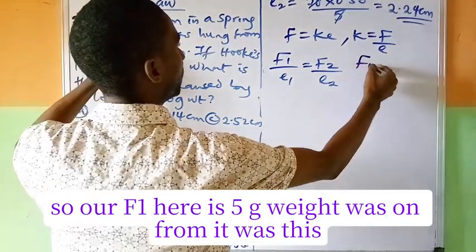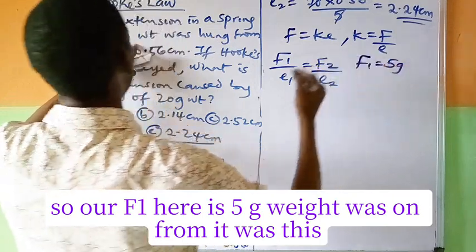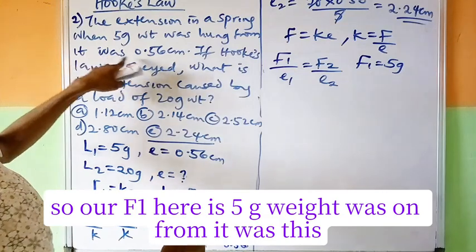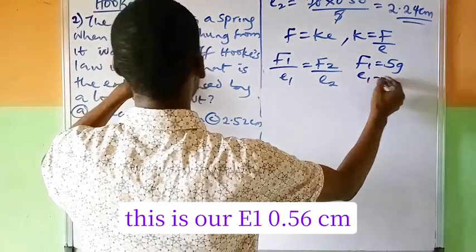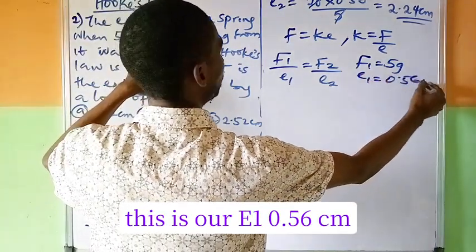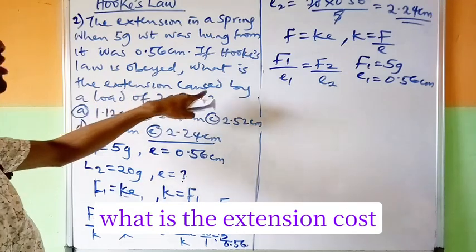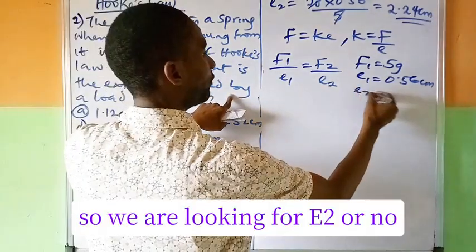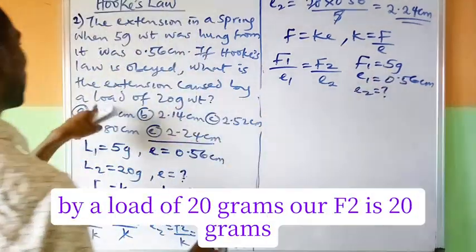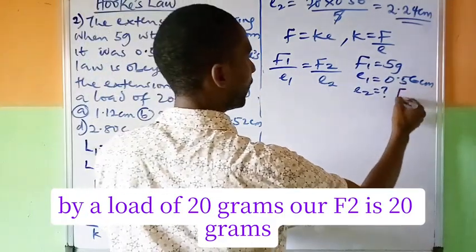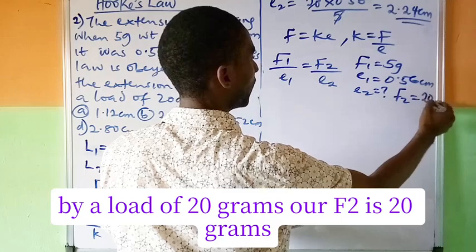So our F1 here is 5 grams. The weight that was hung from it, this is our E1, 0.56 centimeters. If Hooke's law is obeyed, what is the extension caused by a load of 20 grams? So we are looking for E2, unknown. Our F2 is 20 grams.